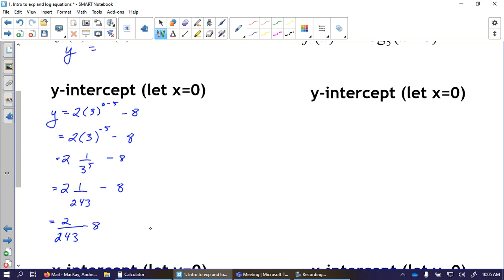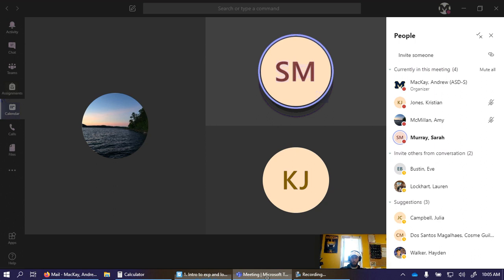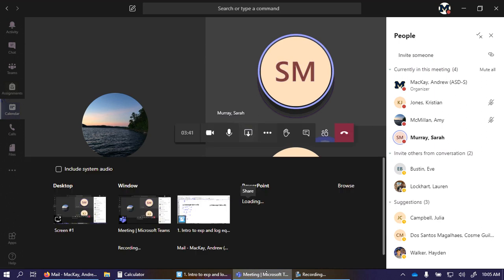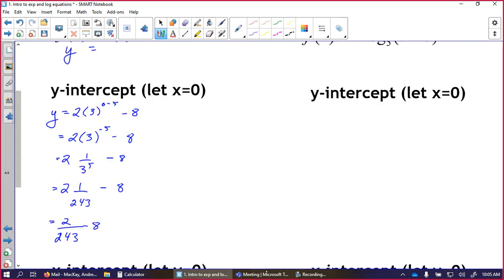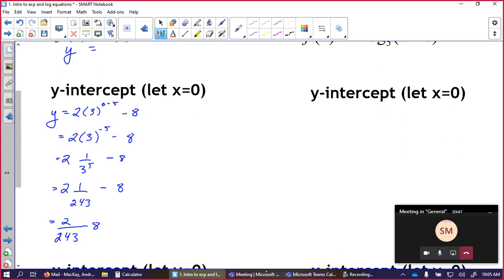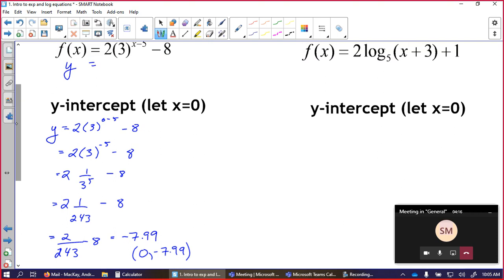Oh, okay, I can't see the screen. Sorry. It's stuff we've talked about. I put 0 in for x, so 0 minus 5, 1 over 3 to the 5th. If you do that out, your y value is negative 7.99. It's a ridiculously large amount of 240 thirds, 799. I'm going to do the y-intercept for the log one here as well.